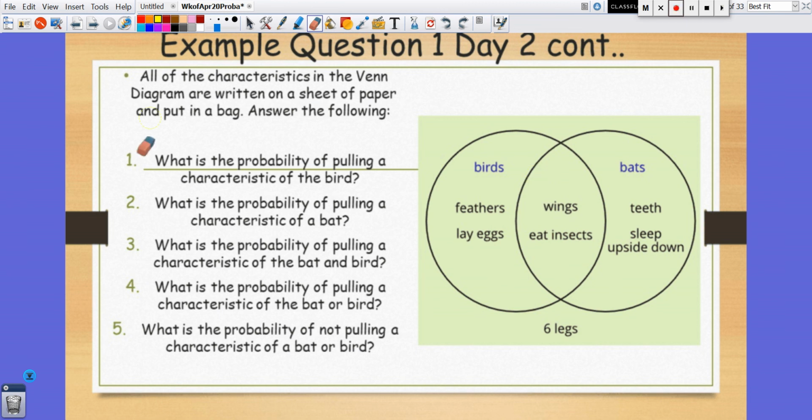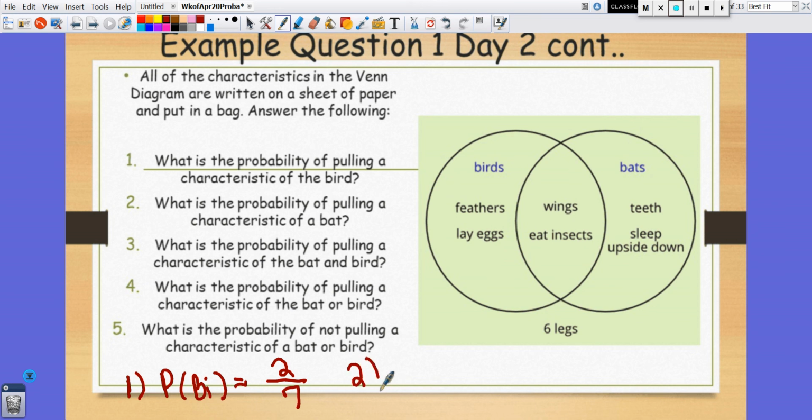So now let's go answer some questions involving this. It says all of the characteristics in the Venn diagram are written on a sheet of paper and put in a bag. Answer the following. So let's go ahead and knock out number 1. It says, what's the probability of pulling a characteristic of the bird? So we have 2 characteristics of the bird. So the probability of the bird, and I'm going to say B I, is going to be 2, has 2 characteristics, and how many objects are in this bag? There's 1, 2, 3, 4, 5, 6, 7. So 2 out of 7.